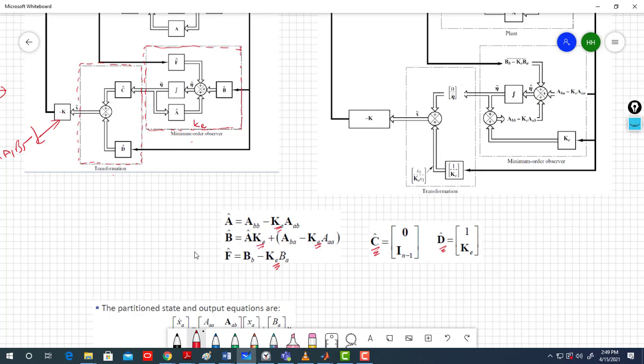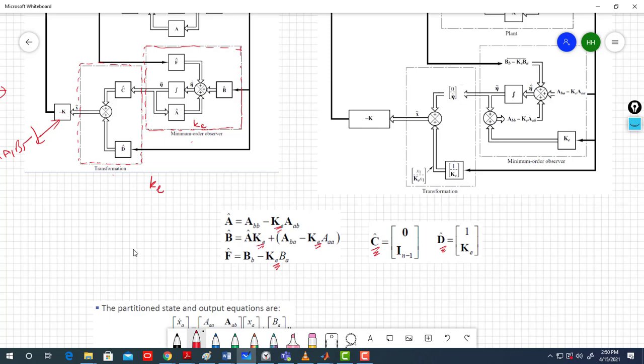So now you may ask, how to compute K hat? What is ABB, AAB, ABA? What is IN1? You have a lot of questions, right? Okay, let's talk about them. First, what's KE?